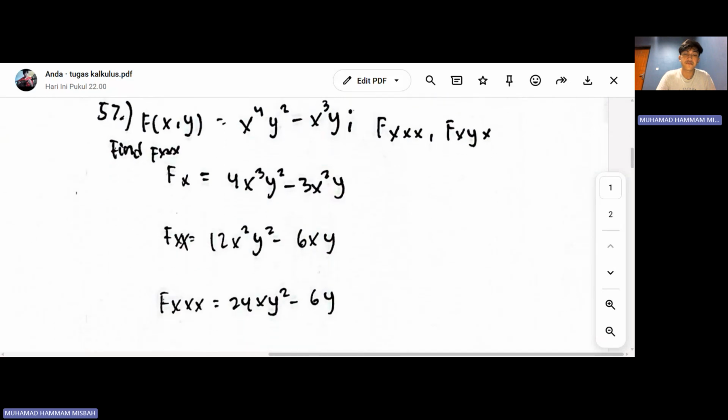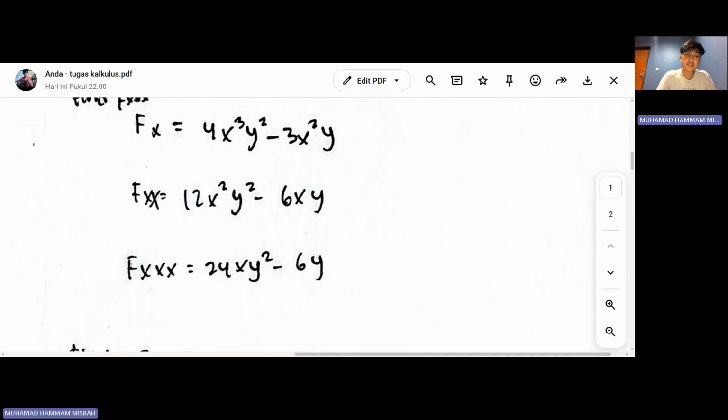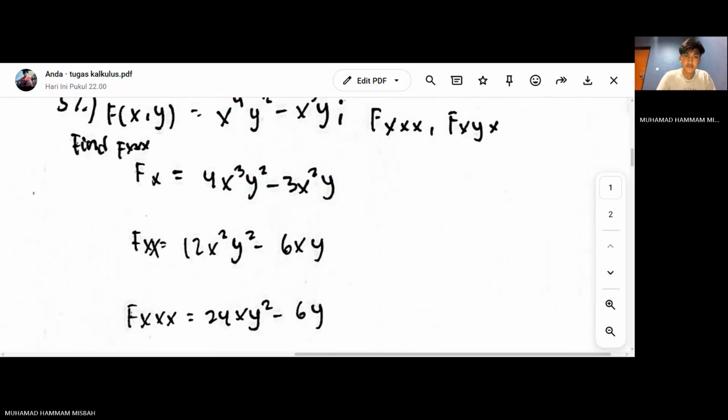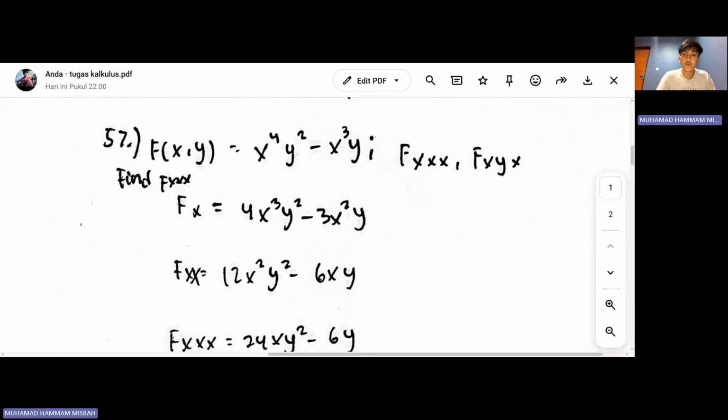Partial derivative. For 57, we have the function x to the power of 4 times y to the power of 2 minus x to the power of 3 times y. And we have to find f_xxx and f_xyx. What does it mean?